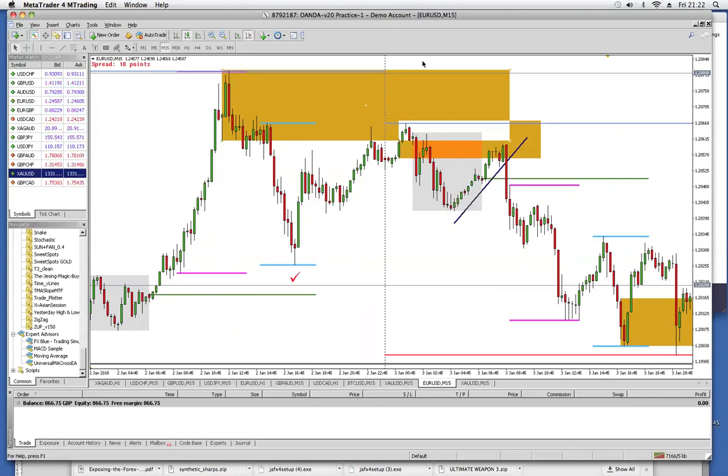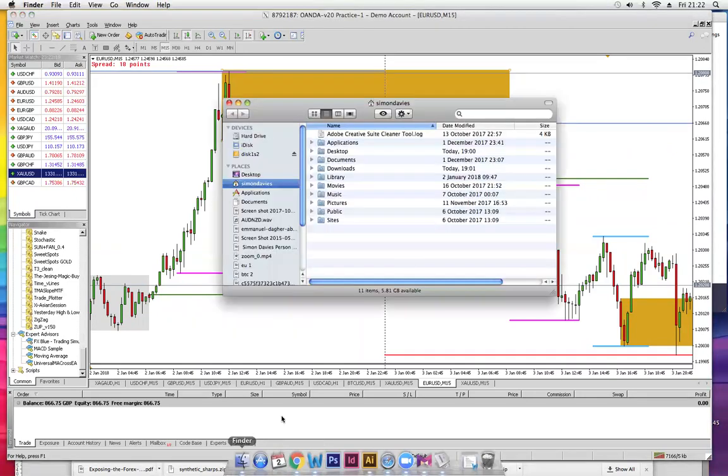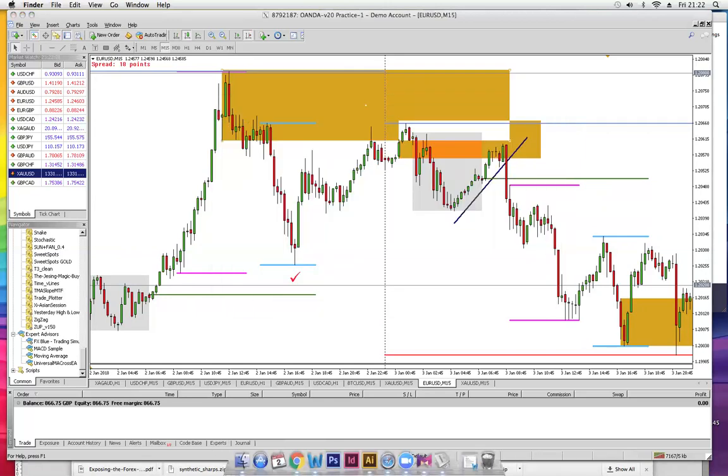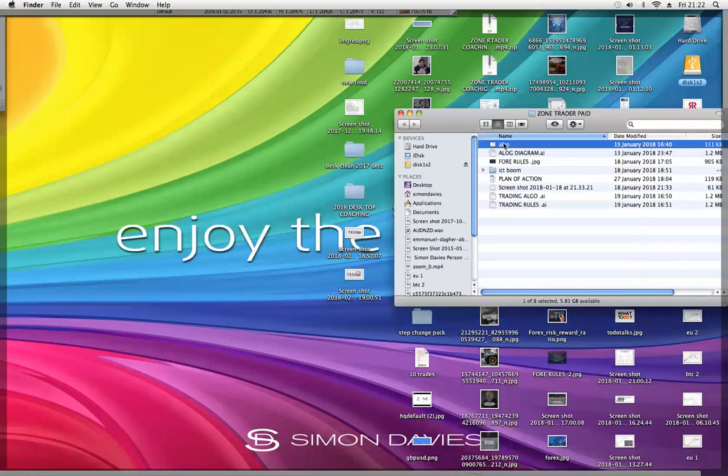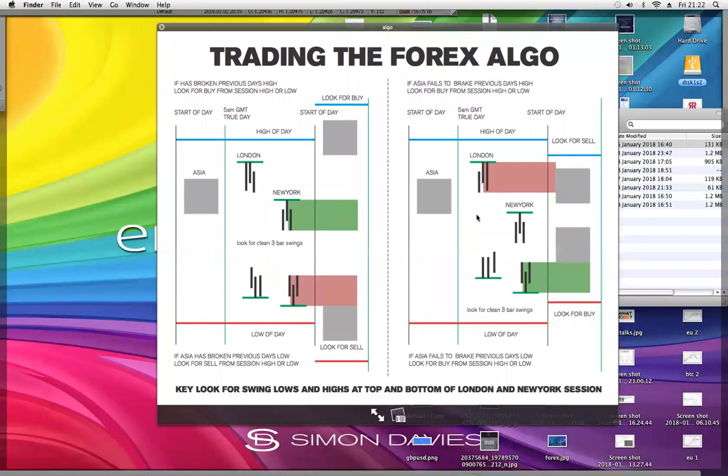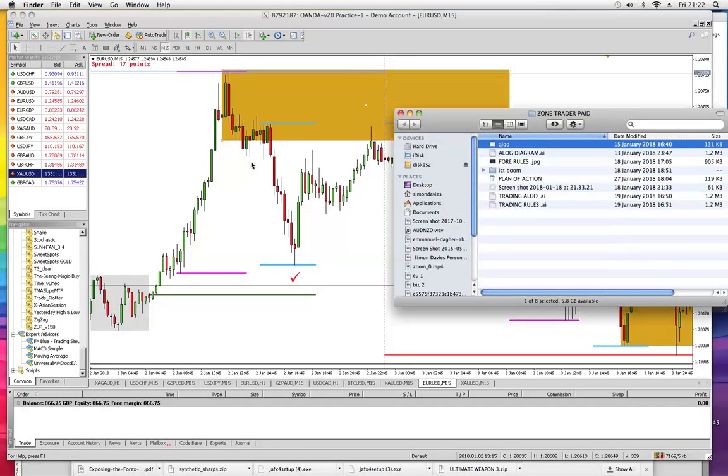So this here, this scenario is this one, where it doesn't break the high inside of a London or New York capital block. Drops off. Plain and simple.